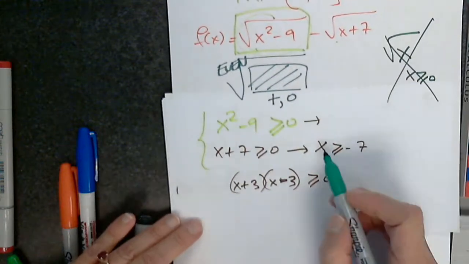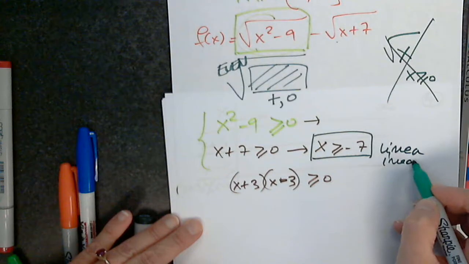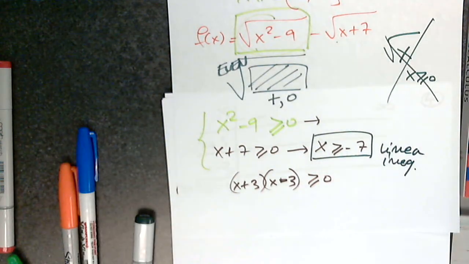Negative 7. Okay, this is done. This is linear inequality. We never use the chart for a linear inequality. There is no need. It's already solved. We use the chart for rational and higher degree polynomial inequalities, but not for linear.